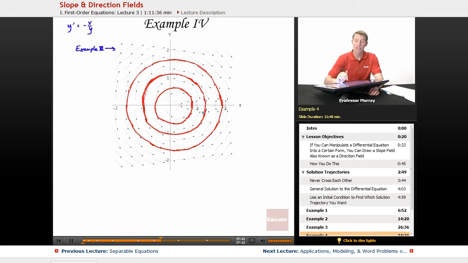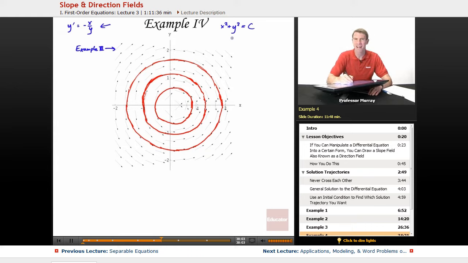The second thing we had to do was take a prefab solution and check that it was really the general solution to the differential equation. So that was x squared plus y squared equals c. That was given to us on the previous slide. I want to check that that works in the differential equation. So that means I'm going to work out y prime here.